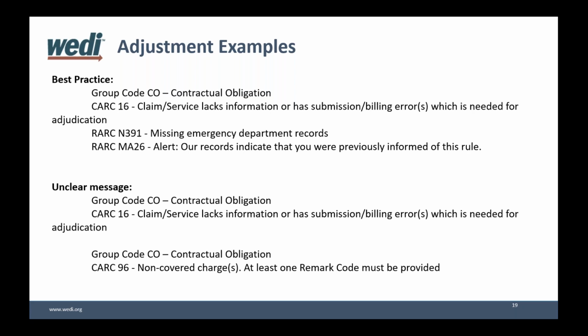Another example that's a little less clear is a group code and CARC 16 only, which says the claim is missing information, but without the Remark code, it doesn't tell you what's missing. So all the provider can do is pick up the phone, call the payer and say, you denied my claim, you tell me I'm missing information, but you didn't tell me what it was. And then another example with an unclear message would be, again, group code contractual obligation with a CARC 96, which says it's non-covered charges, not telling you what's not covered or why.